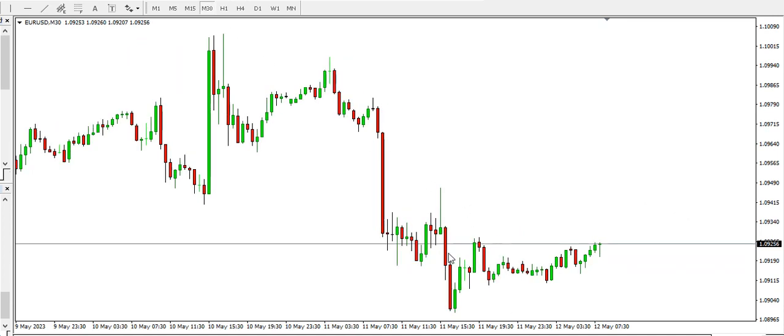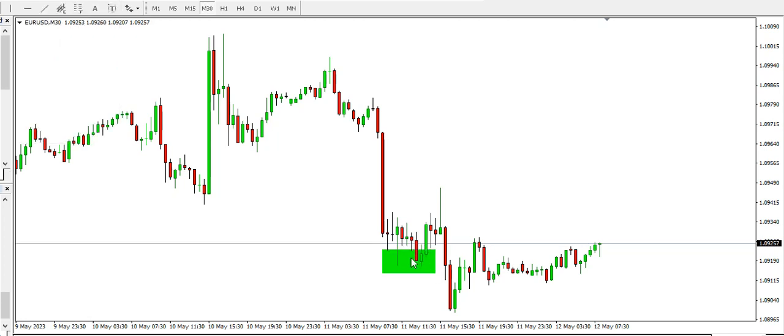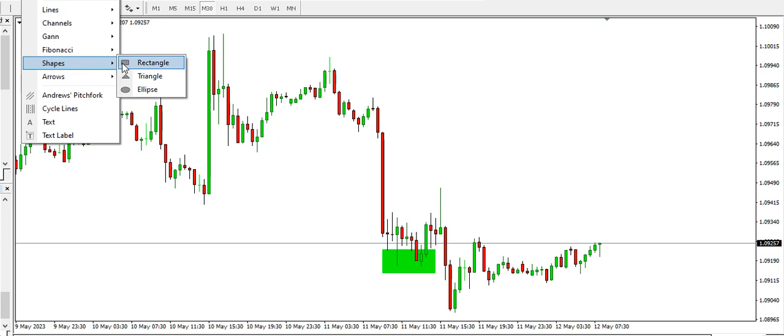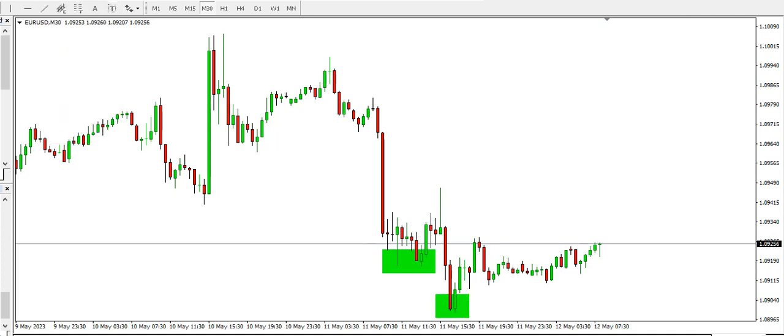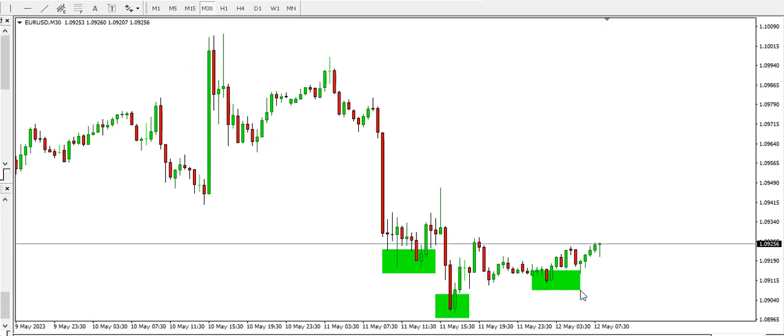Let's look at the 30 minutes time frame. On the 30 minutes time frame, we can see more like an inverted head and shoulder. This is the left shoulder, this is the head, and this is the right shoulder. So we might see price going up a bit.